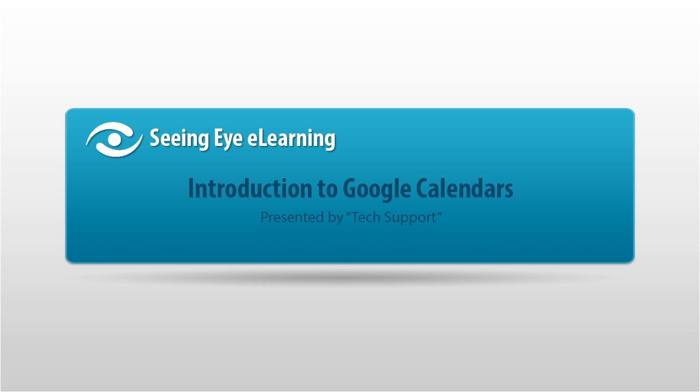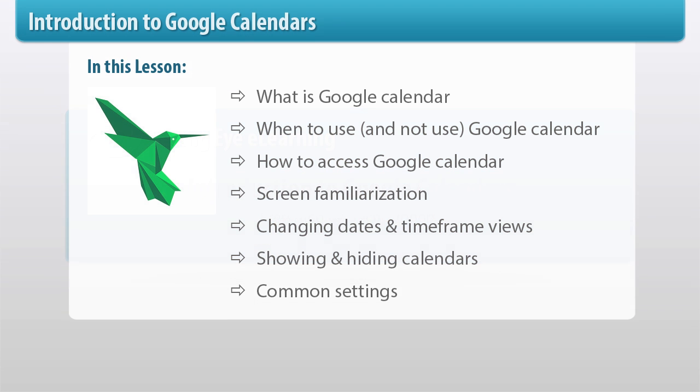Today we're going to be covering off an introduction to Google Calendars. So let's get started. In this lesson we are going to learn what a Google Calendar is. We are going to learn when, from the viewpoint of the Seeing Eye system, we need to use the Google Calendar, and in what situations it is better to avoid using the Google Calendar system directly.